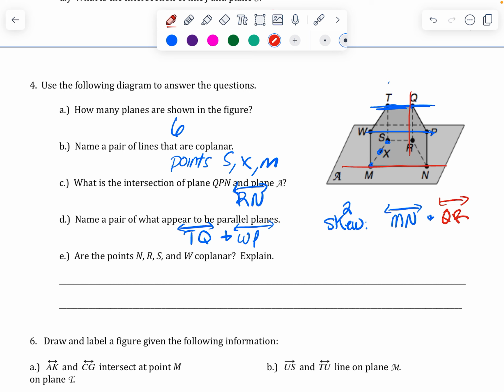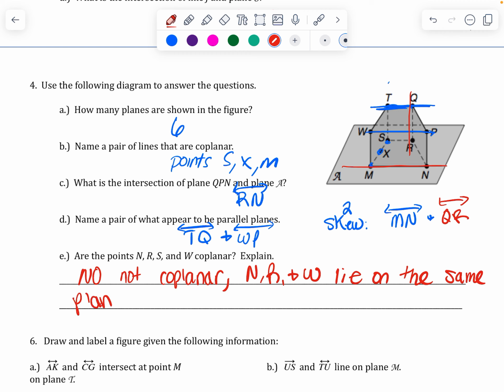Are N, R, S, and W coplanar? So let's look at those points. We got N, R, S, and W. They are not coplanar because R, S, and N all lie on this bottom plane, but W is on the upper plane. So no, they are not. N, R, and W lie on the same plane, but point W lies on a different plane.